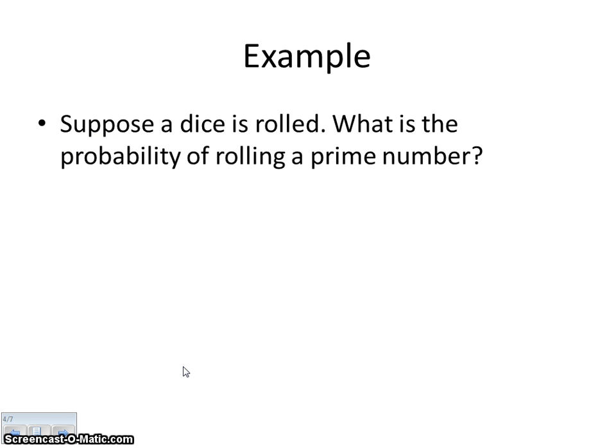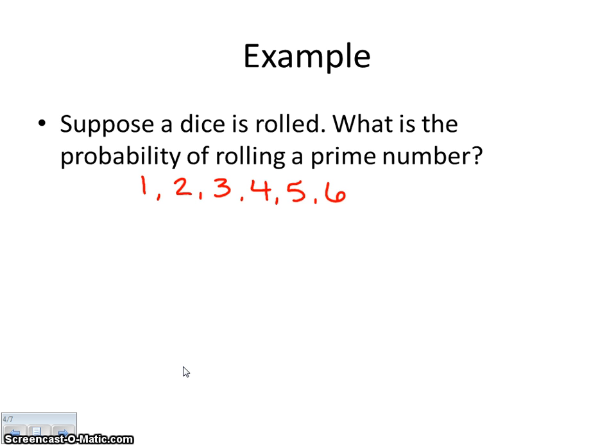Okay, so here we go. Suppose a die is rolled. What is the probability of rolling a prime number? First of all, we've got to talk about what a prime number is. Well, we've got the numbers on a die, which are 1, 2, 3, 4, 5, 6. A six-sided die, you just roll it on the ground, you play it in Monopoly or whatever you're doing. And so these are the numbers on the die.